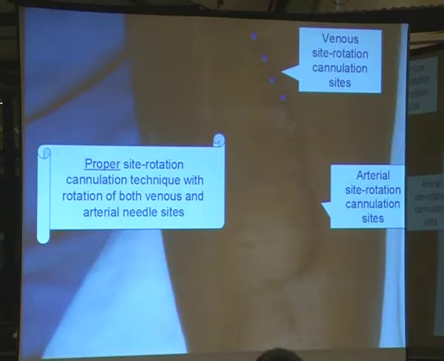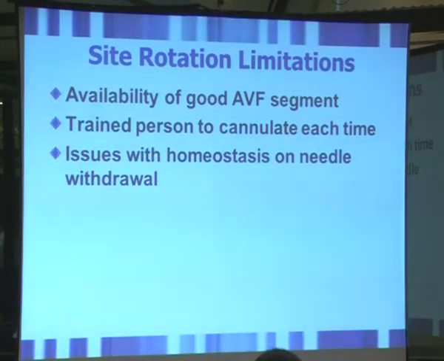But is it done always? I don't think so, because with the number of patients with diabetes and proximal fistulas we are having, we don't have the luxury of such a good AV fistula segment, and therefore we tend to take a shortcut. We don't actually go all over the site, we tend to limit it to a particular area.